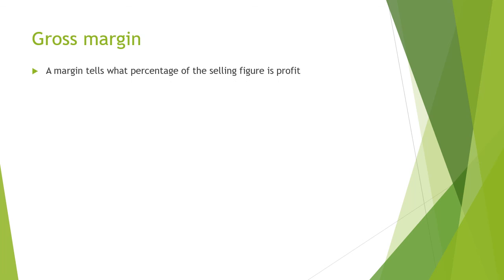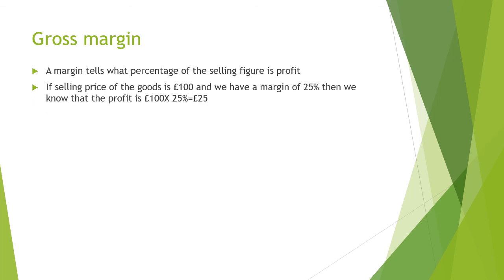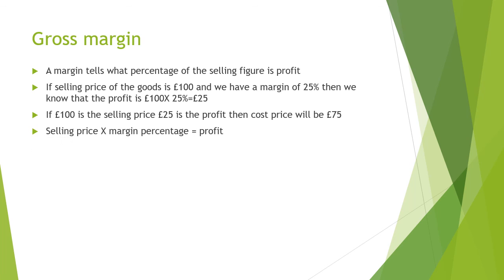Gross margin. A margin tells what percentage of the selling price is profit. If the selling price of the goods is £100 and we have a margin of 25%, then we know that the profit is £100 multiplied by 25%, which is equal to £25. If £100 is the selling price and £25 is the profit, then the cost price will be £75. Selling price multiplied by margin percentage is equal to profit. Selling price minus profit is equal to cost price.